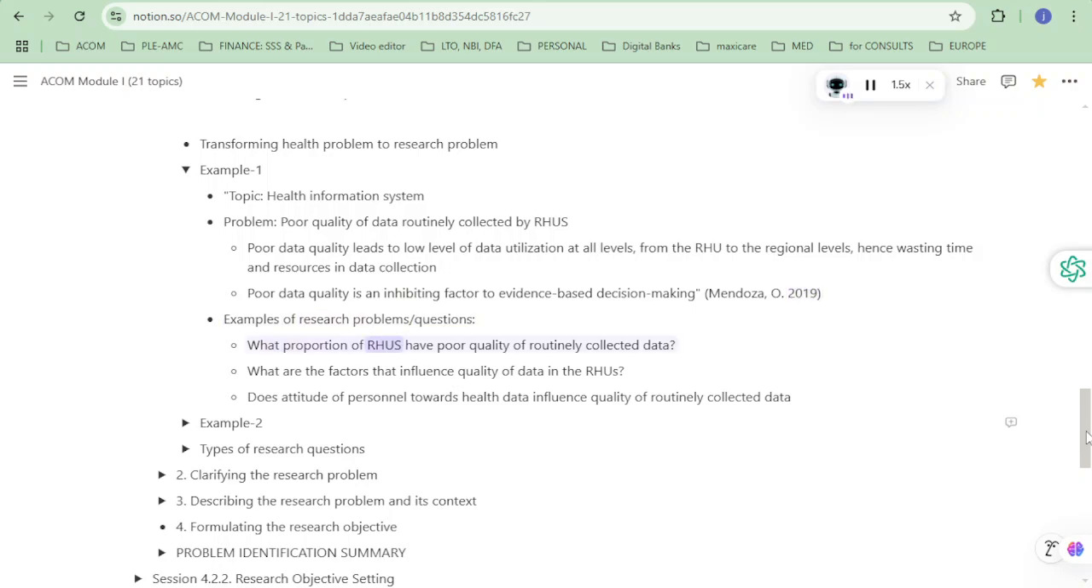Examples of research problems/questions. What proportion of RUS have poor quality of routinely collected data? What are the factors that influence quality of data in the RUS? Does attitude of personnel towards health data influence quality of routinely collected data?